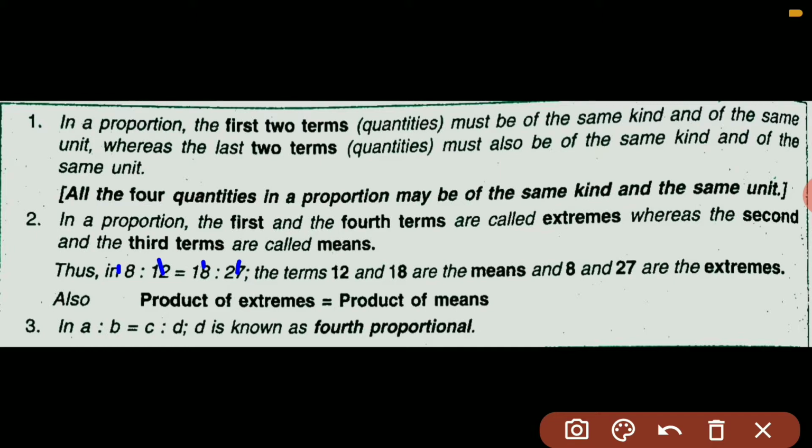So there is one formula for the proportion. The product of the extremes, that means if you multiply 8 and 27, should be equal to the product of the means, which is 12 into 18. Both of them should come the same. In a proportion, A is to B equals C is to D. D is known as the fourth proportional. So after knowing all these things, let us try to solve a few examples and a few questions from exercise 12A.